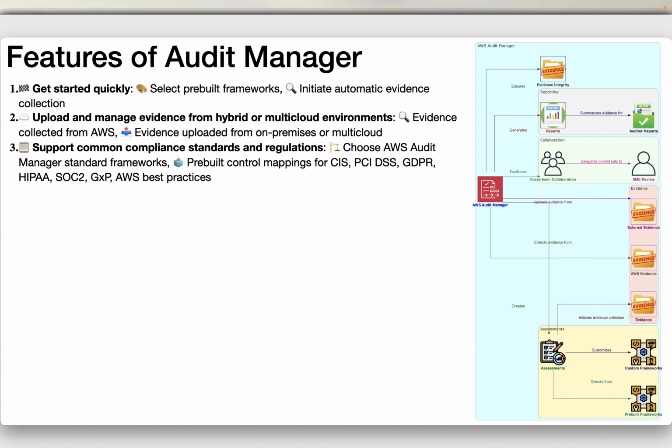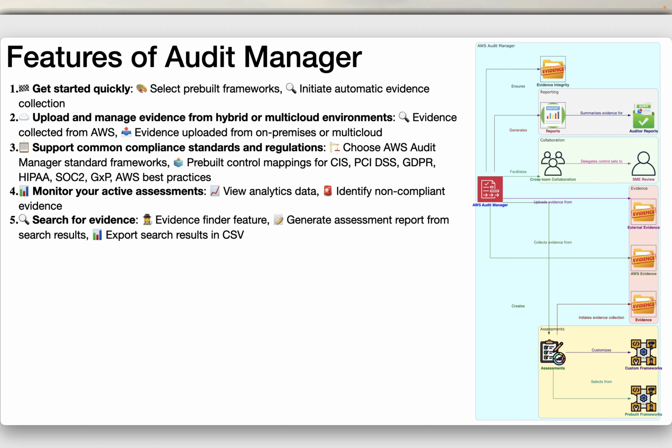You can choose one of the AWS Audit Manager standards frameworks. These frameworks provide pre-built control mappings for common compliance standards and regulations. These include CIS Foundation Benchmark, PCI DSS, GDPR, HIPAA, SOC 2, GXP, and AWS Operational Best Practices. Use the Audit Manager dashboard to view analytics data for your active assessments and quickly identify non-compliant evidence that needs to be remediated.